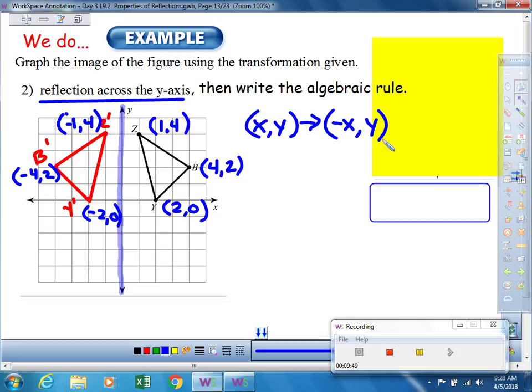So we went over the y-axis, the y stays the same, the x becomes a negative. Did you write that down?